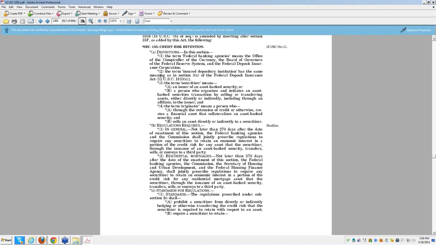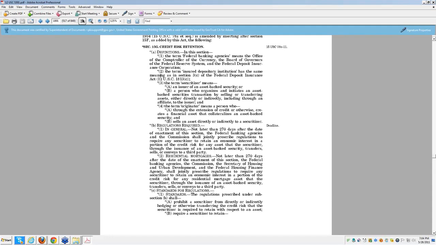Okay, Section 15G, credit risk retention. Definitions. Federal banking agencies means the Office of the Comptroller of the Currency, the Board of Governors of the Federal Reserve System, and the Federal Deposit Insurance Corporation. The term insured depository institution has the same meaning as in Section 3C of the Federal Deposit Insurance Act, 12 U.S.C.